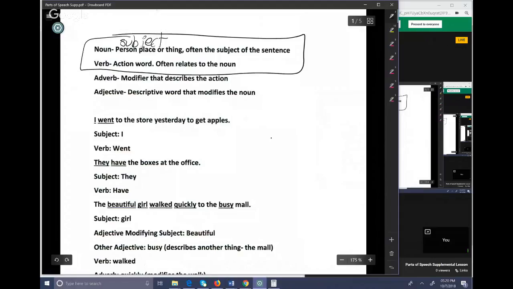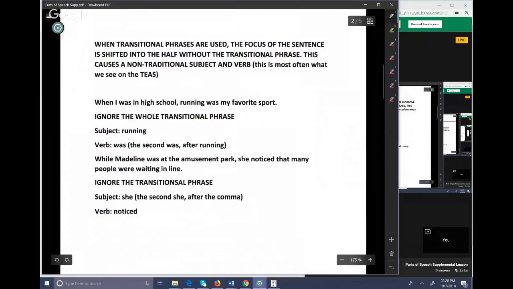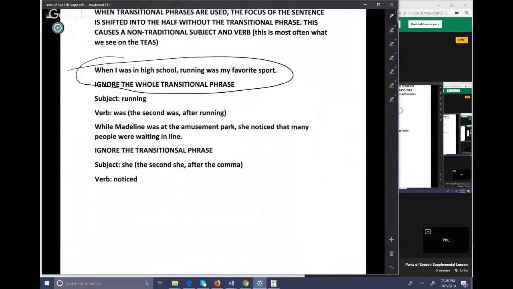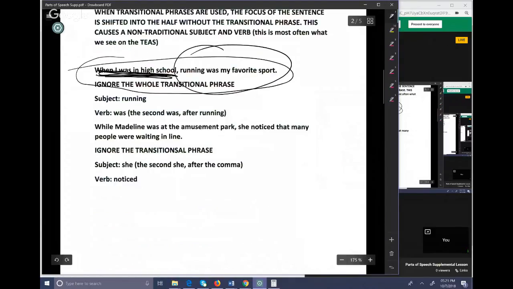And the thing that I discussed in English 1, and I'll scroll down to the examples so that we can look at it, was this type of situation. So the big focus that I put in English 1 was understanding that if there is a dependent clause or a transitional phrase at the beginning of a sentence, that moves the subject and verb to the independent part of the sentence. So you can't have your subject or your verb in a transitional type phrase like the one that's here, when I was in high school.